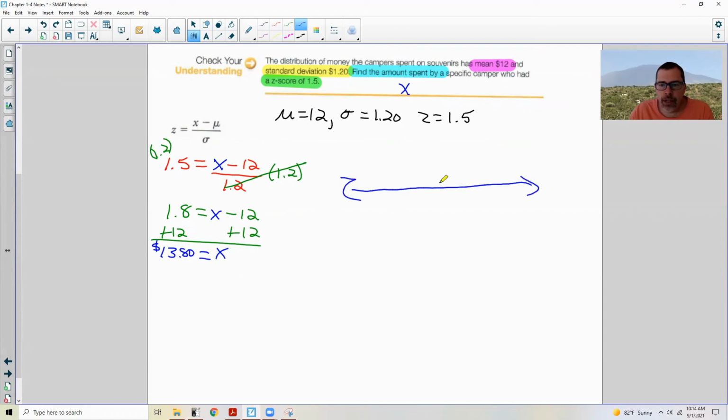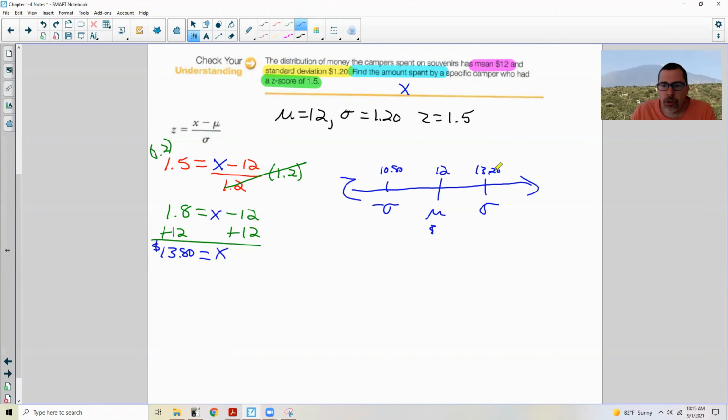Now let me explain that on a line. If we have this line here, and right here is, I don't want to use X bar, we're using mu. Here's mu, the average is in the middle, and then your standard deviation is sigma. And this would be a negative sigma. And then there's two standard deviations, three standard deviations, four standard deviations, and so on. So if the average is $12, here's the average. Standard deviation is $1.20, so this would be $13.20 to the right and $10.80 to the left.